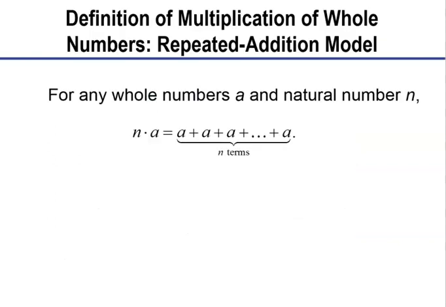And before we continue any further with our models, let's talk about a definition of multiplication of whole numbers. And this is the repeated addition model. So for any whole number a and natural number n, we can multiply n times a, where n times a is a repeated n times and added. That is the repeated addition model.